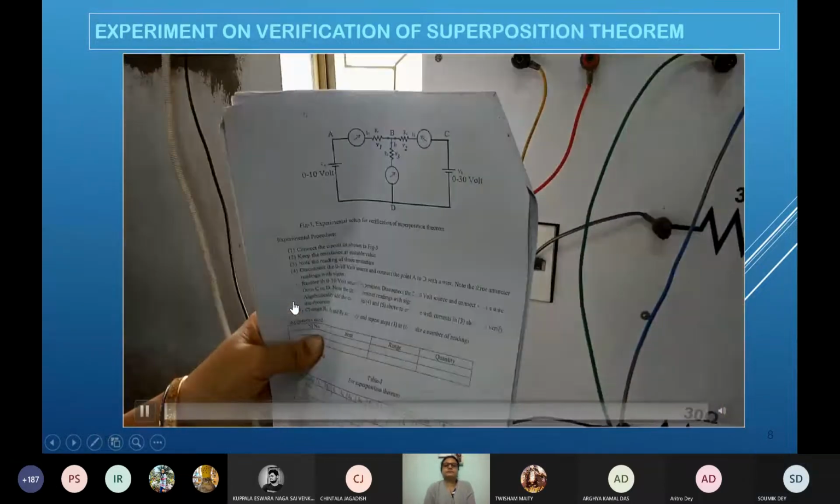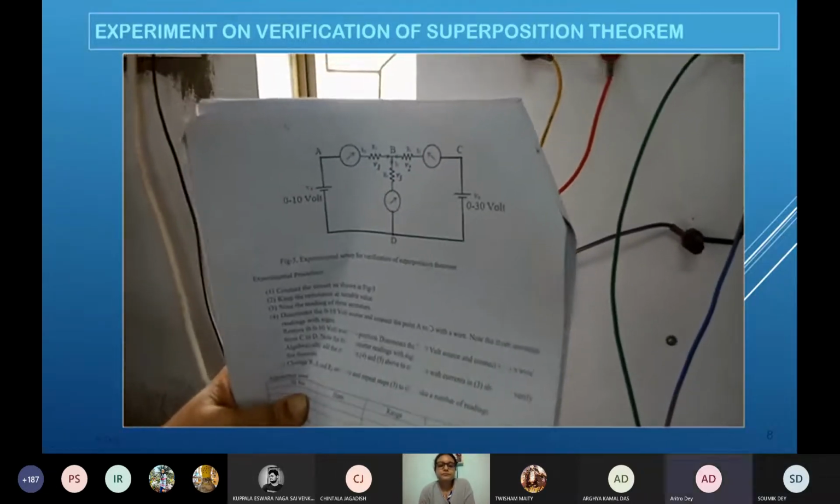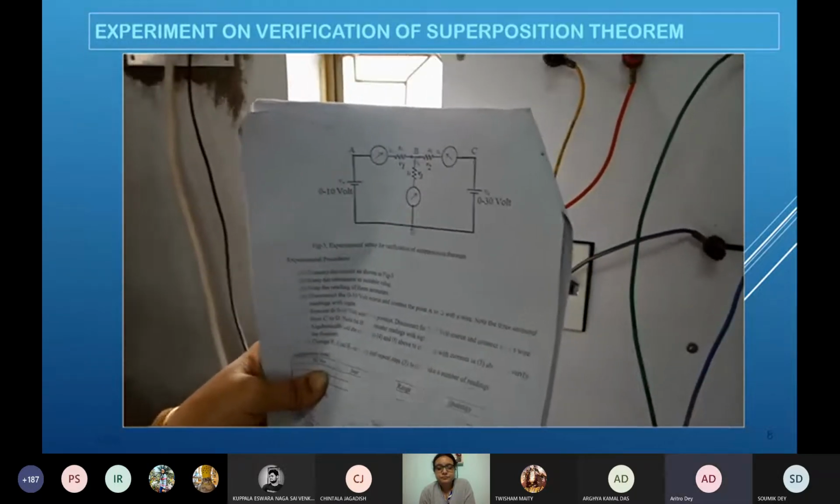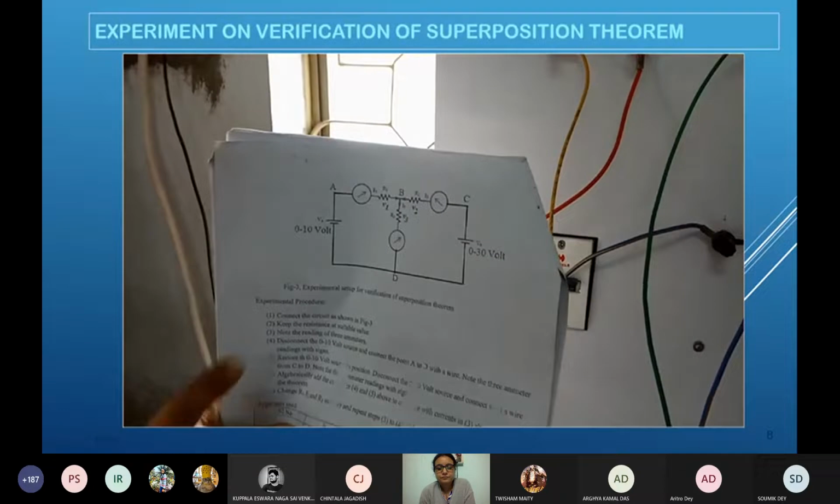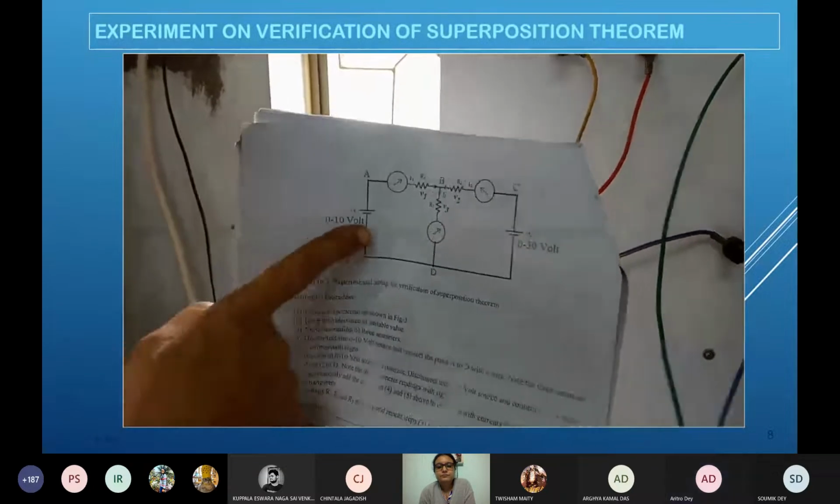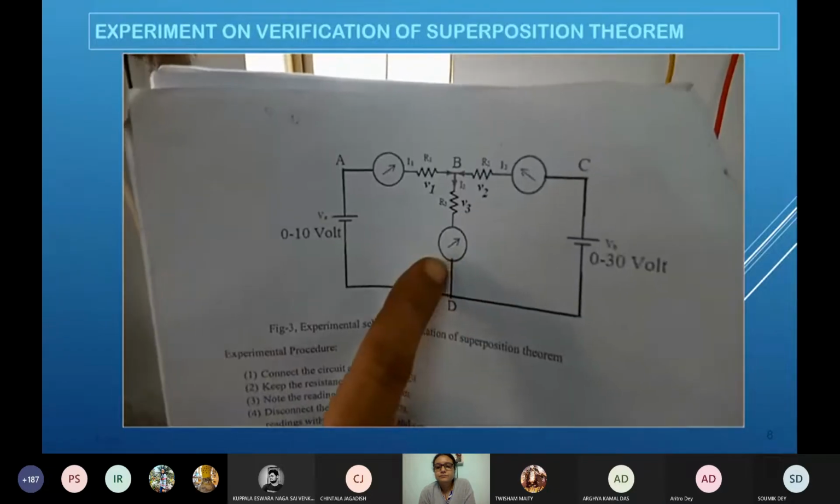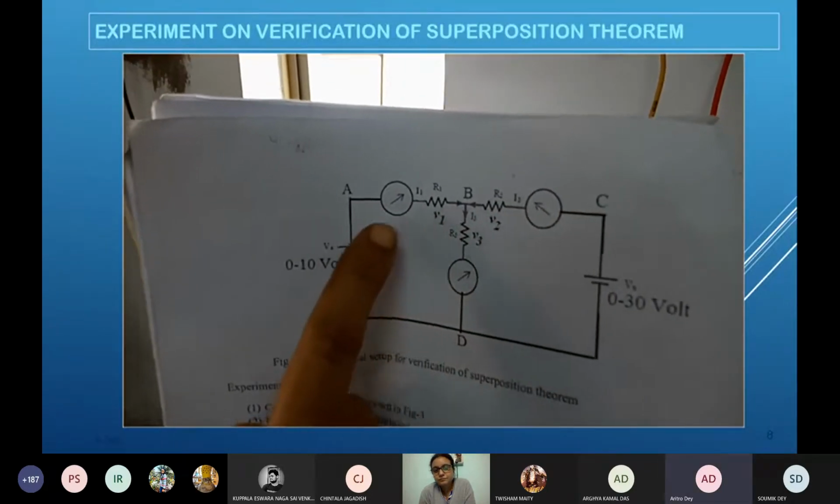We are going to demonstrate network theorem 1, that is the superposition theorem, and then Thevenin's theorem. Coming to the superposition theorem, we have the circuit as shown in this figure. Can you see this figure? It has three resistances with three ammeters, which are used to measure the current.